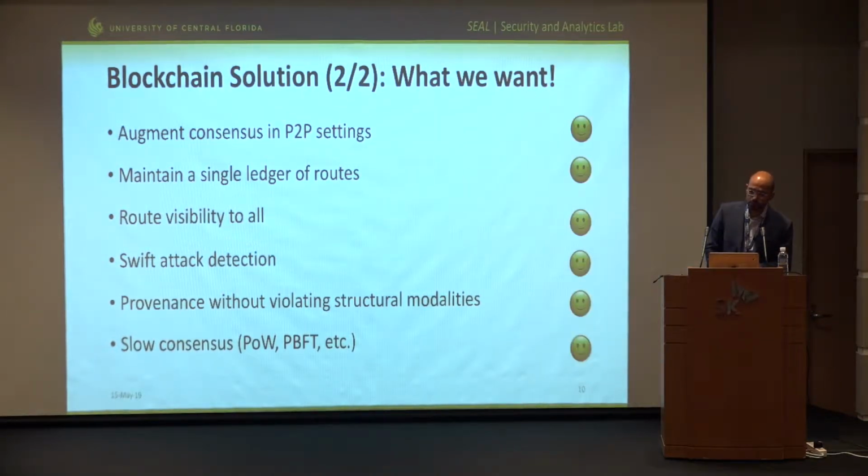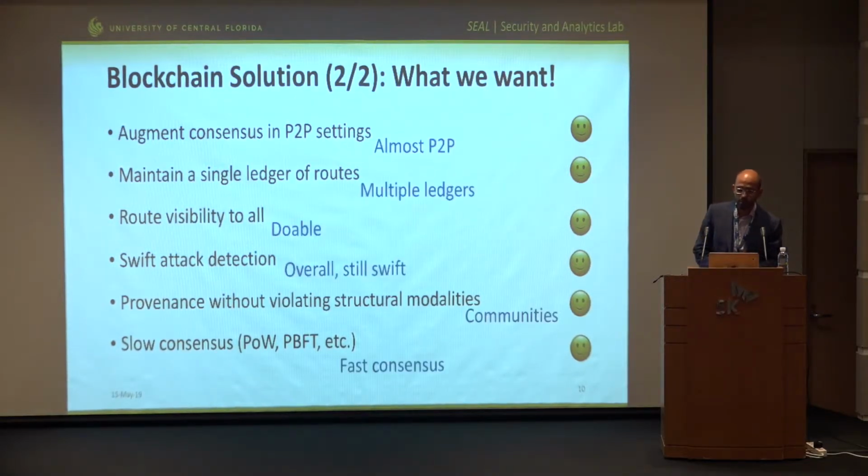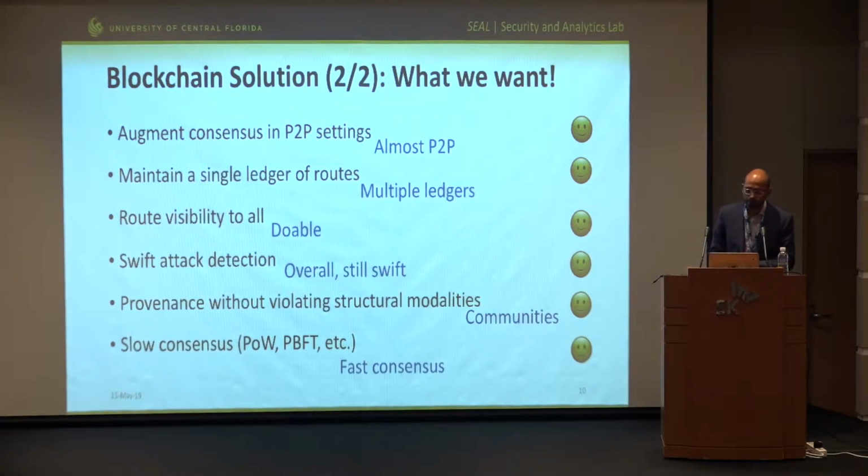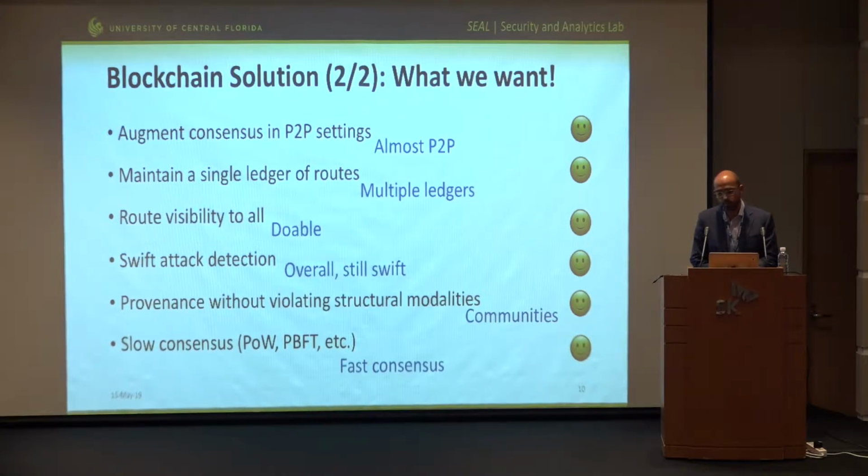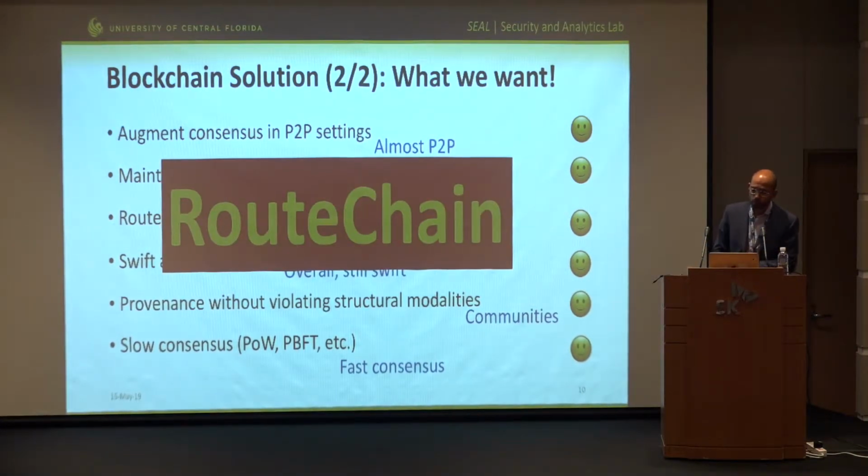And so our solution to the problem is to get a compromise around all of those issues, not to achieve the best among them. We do the first one with almost peer-to-peer multiple ledgers that can be deployed respecting the structural properties of the system, called communities. We will want to have swift detection, though we will have to accept some penalties to do with latency on the network. And we want to have a fast consensus in the sense that we utilize a faster consensus algorithm that is more appropriate to the system settings that we have. And so this is what we call RouteChain.